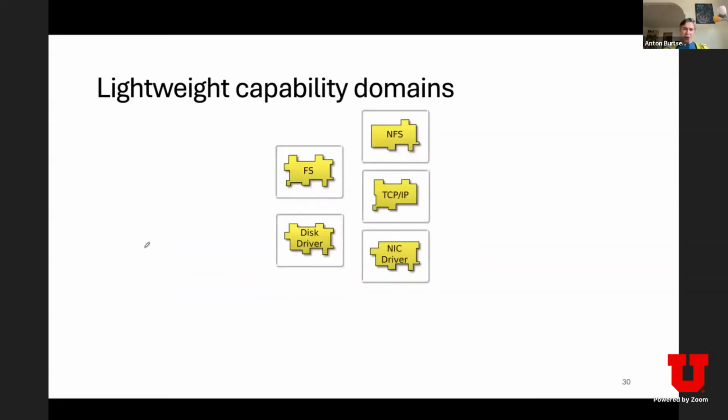So, this work, lightweight capability domains or lightweight execution domains, cuts Linux into isolated subsystems, which execute code like the file system and disk driver. We actually can only isolate device drivers, but for generality, I throw in the rest of the kernel as well. And the main target here is to use unmodified code.